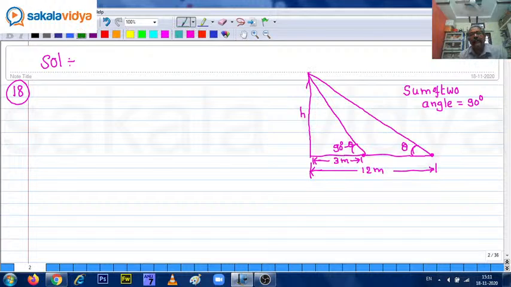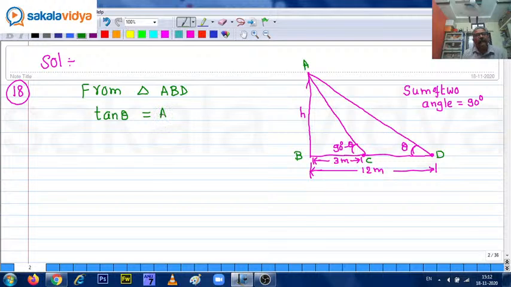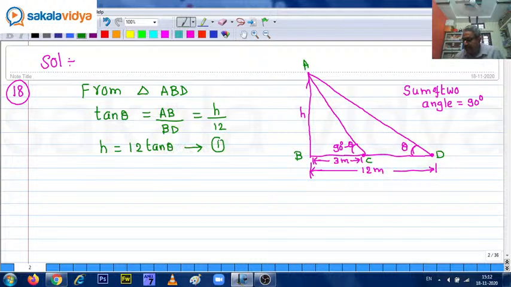Okay, welcome Sony. So now let us do like this. From the first triangle you take this triangle, say A, B, C, D. From triangle ABD write down. ABD means the bigger triangle. Tan theta you define. Tan theta is equal to opposite side AB by BD. So AB is equal to H, we do not know, height of the tower. BD is equal to 12. So now we get H equals 12 tan theta. Say equation 1.